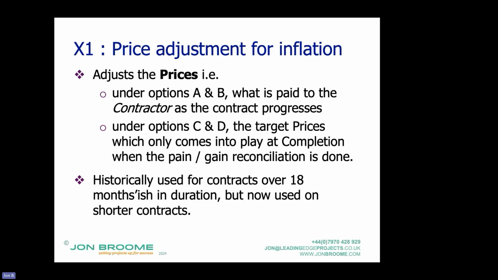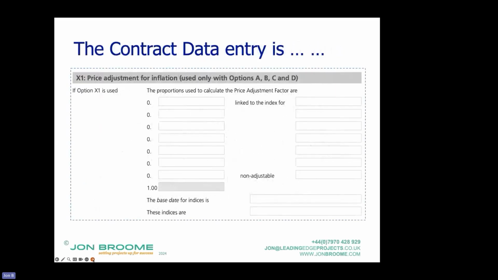Historically, until a couple of years ago, 3-4 years ago now, you'd only start using this option for contracts of over 18 months, 2 years, something like that. But because of the recent surge in inflation, which fortunately is settling down now, it's been specified on shorter contracts because contractors have got very worried about inflation and losing their shirt. And this is how it works.